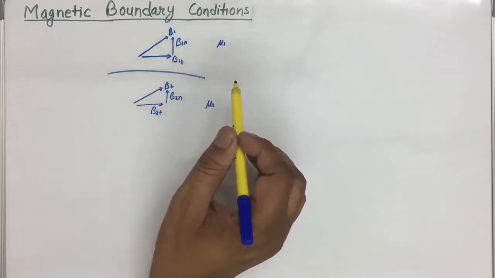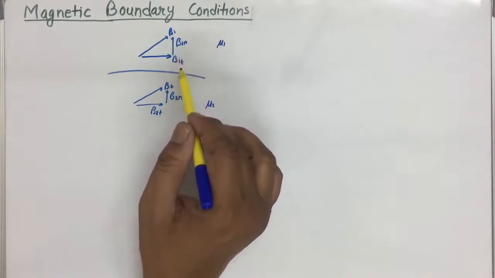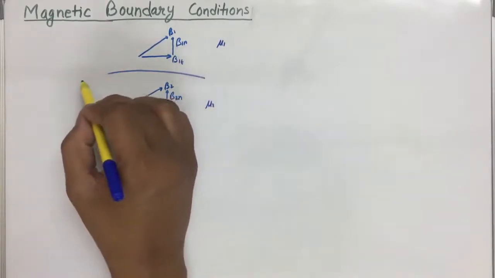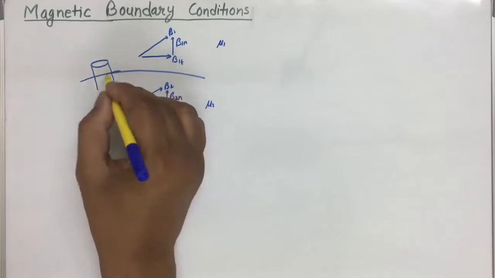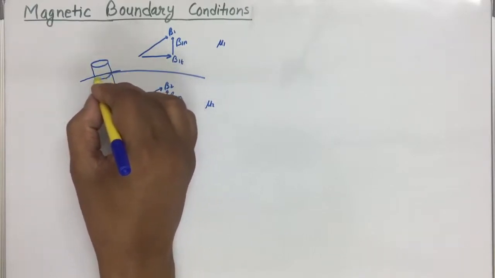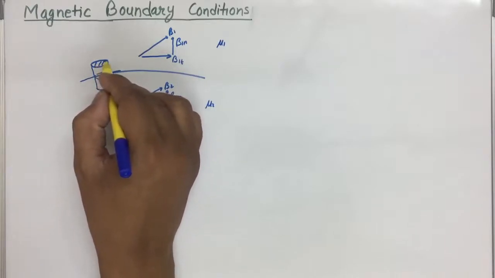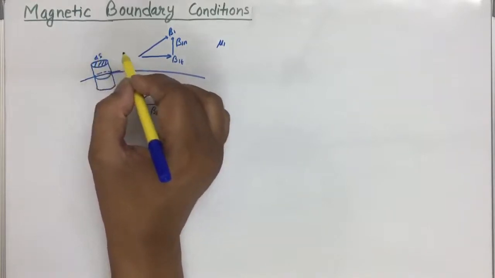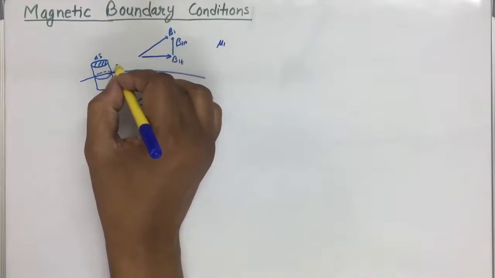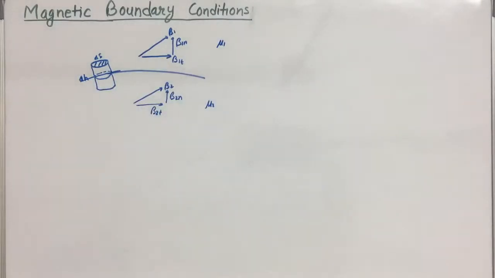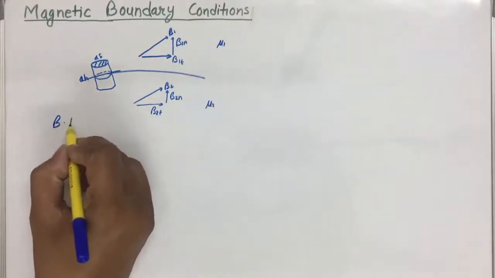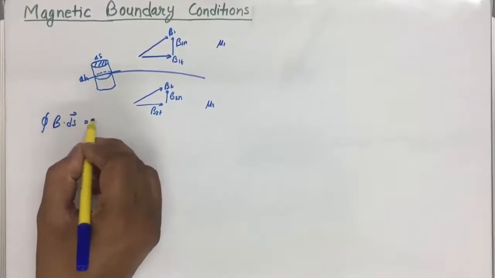And if we wish to find the characteristics of tangential and normal component at the boundary, for that purpose, let us consider the differential surface at the boundary. This area is del S, and this is of thickness, consider the height of the cylinder is del H. We considered a differential cylinder at the boundary, and apply the Gauss law. We can say the B dot ds should be equal to 0 for any closed surface.